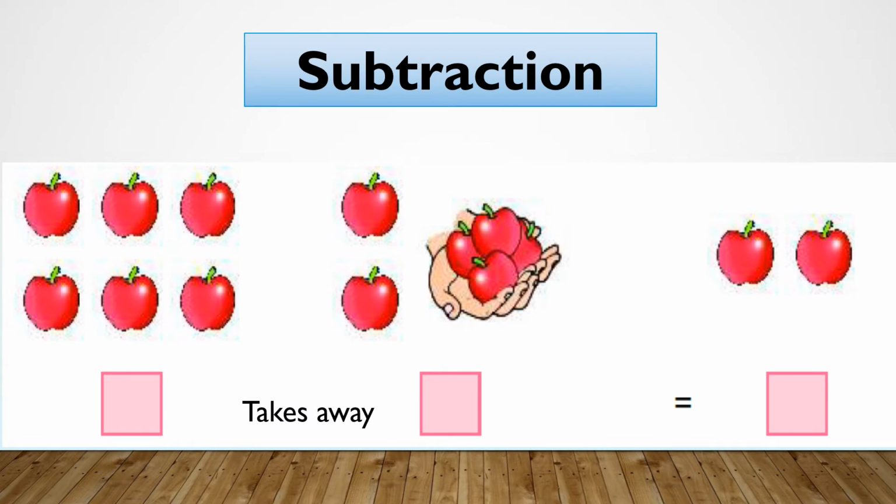Let us understand subtraction through an example. Let's suppose we have 6 apples with us and someone takes away 4 apples. Then we will be left with only 2 apples.